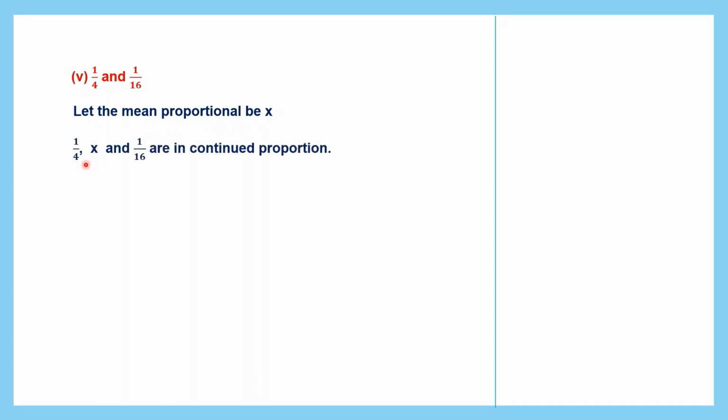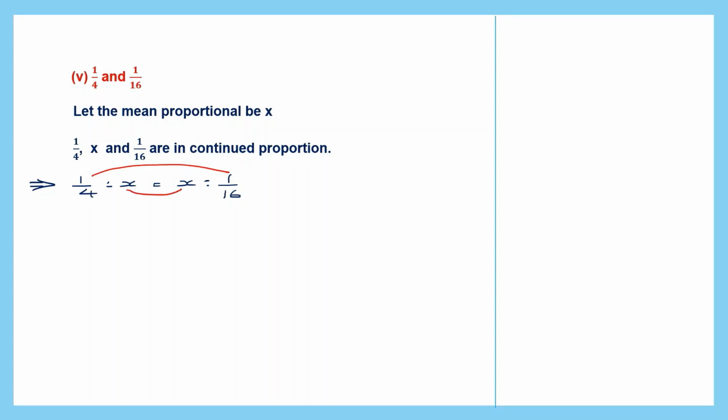Question 5, 1 by 4 and 1 by 16. So let's begin. Let the mean proportional be x. So 1 by 4, x and 1 by 16 are in continued proportion. That means 1 by 4 is to x, this ratio is equal to x is to 1 by 16. Now let's see the product of extremes and the product of means.